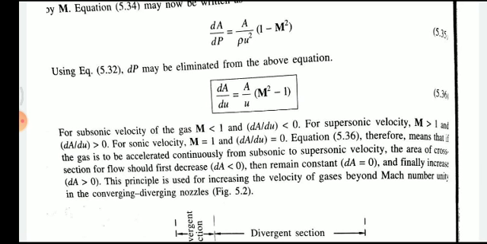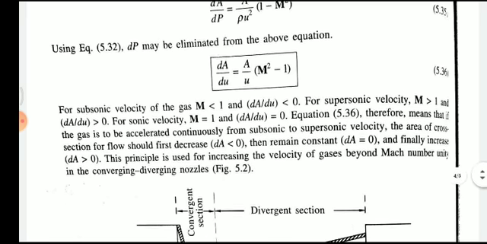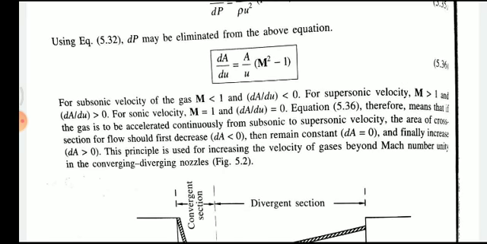Now, for a subsonic velocity of the gas, M is less than 1. We have to discuss three things: subsonic, supersonic and sonic. For subsonic velocity, M is less than 1, which means dA by du is less than 0. For a supersonic velocity, M is greater than 1 and dA by du is greater than 0. And for the sonic velocity, M is equal to 1, that is, dA by du is equal to 0.